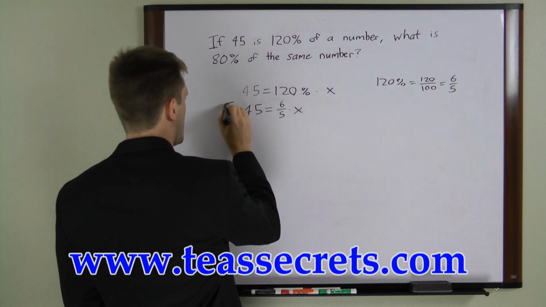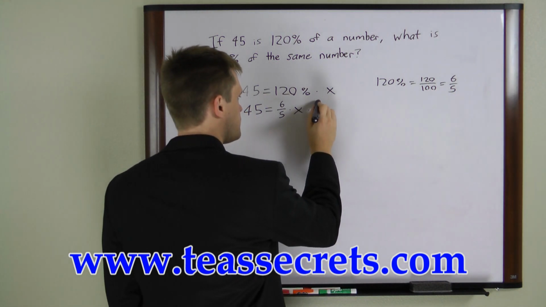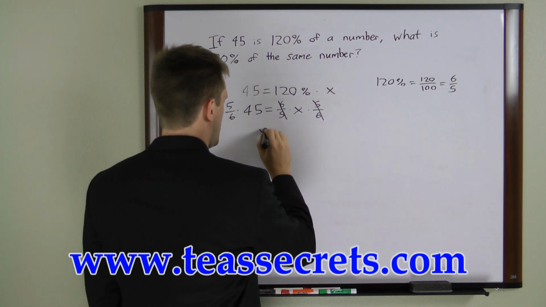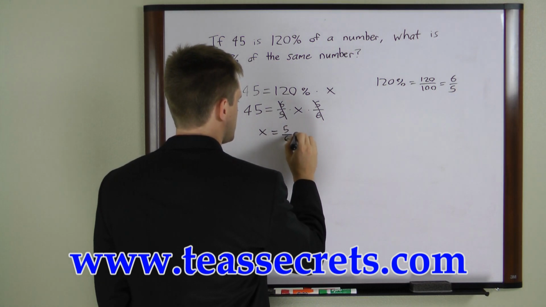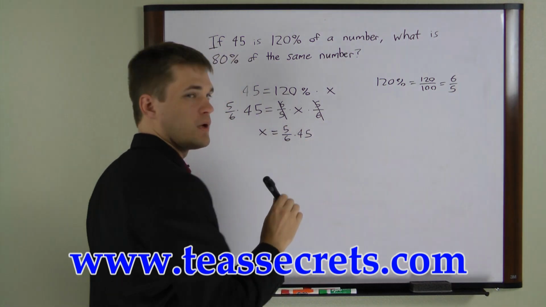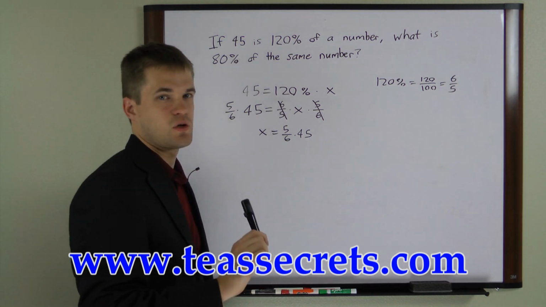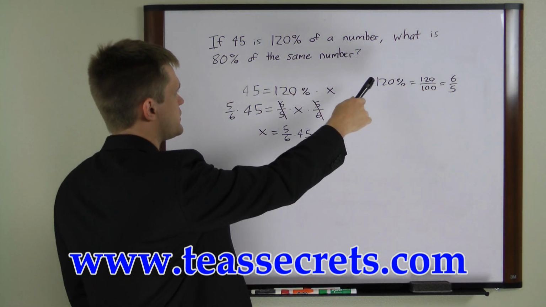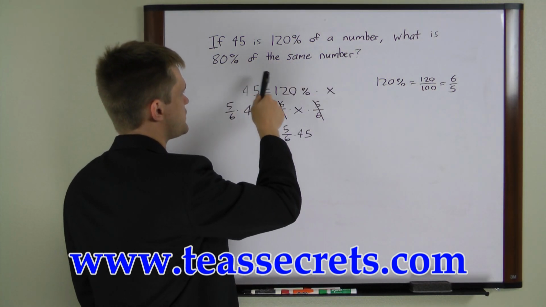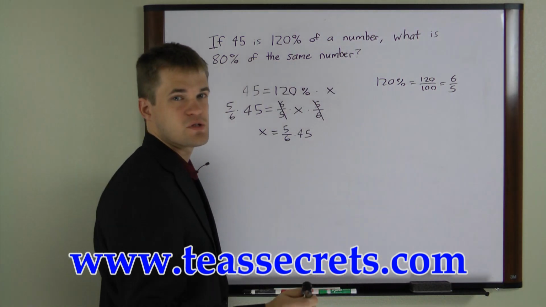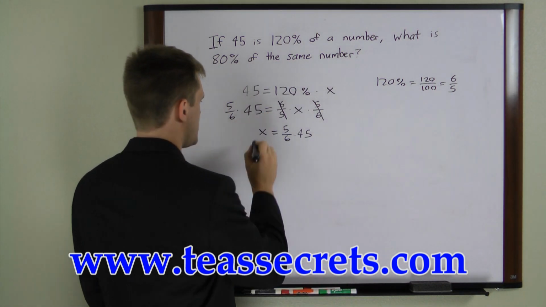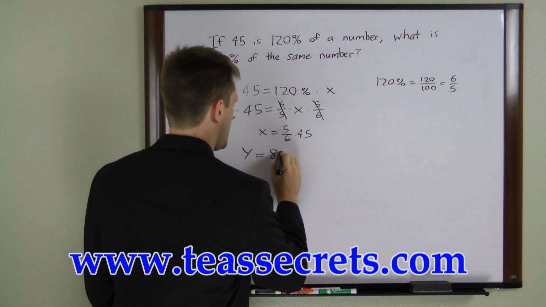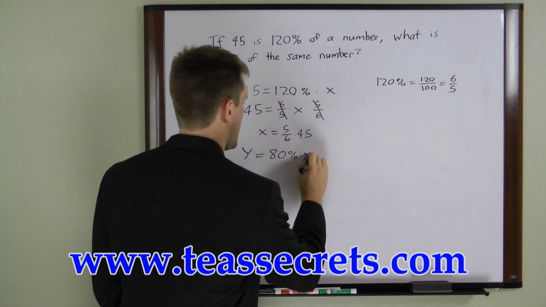Now we can multiply both sides by 5 over 6, and that will cancel this to give us x equals 5 over 6 times 45. Now this is actually as far as we need to go with this equation, because now we're going to plug the x into the next equation. The second part asks us what is 80% of the same number, or 80% of x. So this equation can be written where y is the number we're looking for. y equals 80% times x.